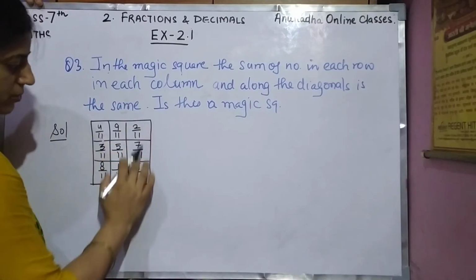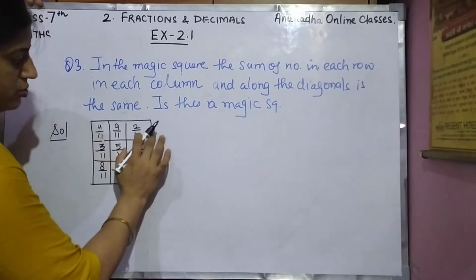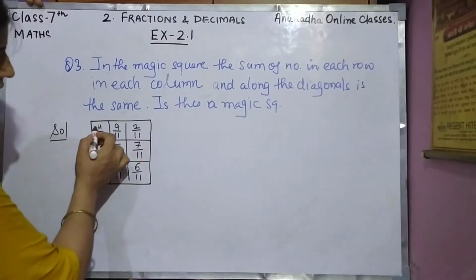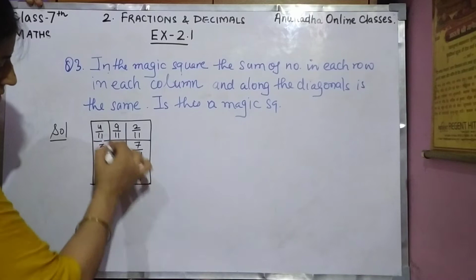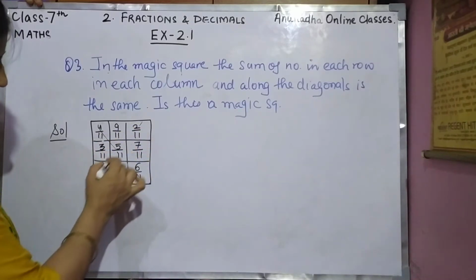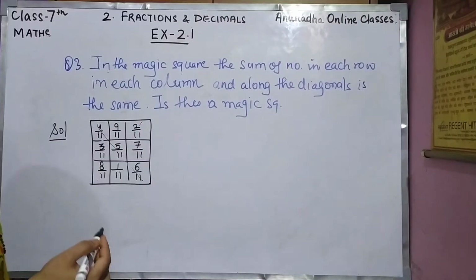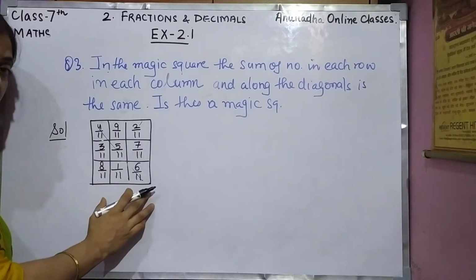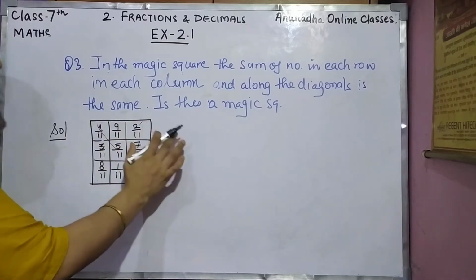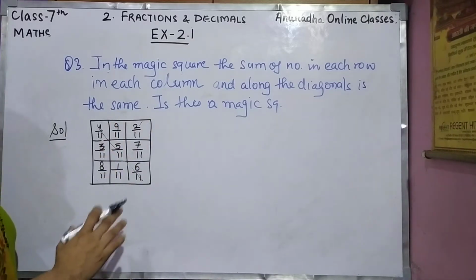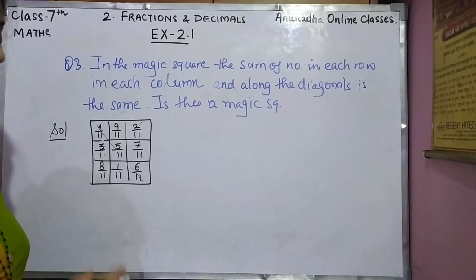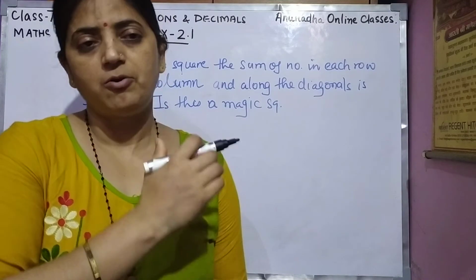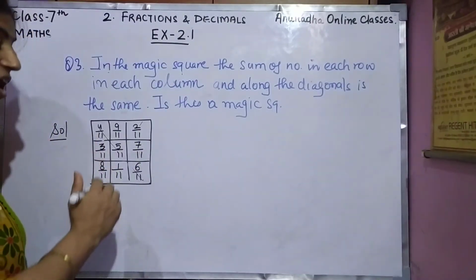in each column, and along the diagonals. So in each row, in each column, and along the diagonals means this one and this one. So you have to see whether it is equal, meaning the sum of the fractions in the diagonals, rows and columns is the same. If it is the same, then that will be a magic square. Now let us find out, is it the same or not?